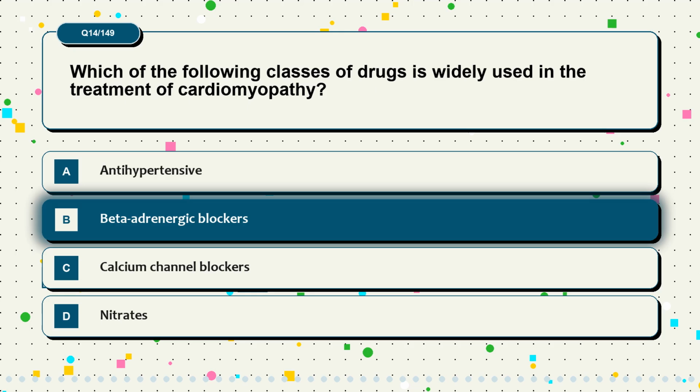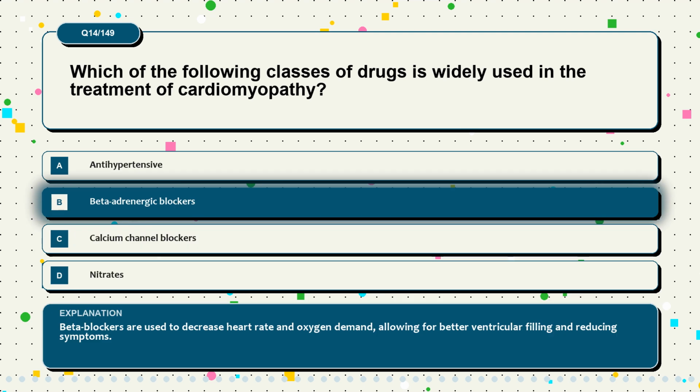The correct answer is option B, beta-adrenergic blockers. Beta blockers are used to decrease heart rate and oxygen demand, allowing for better ventricular filling and reducing symptoms.